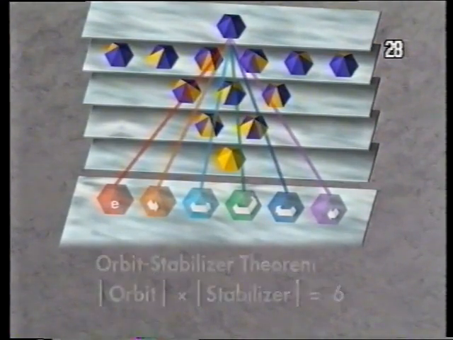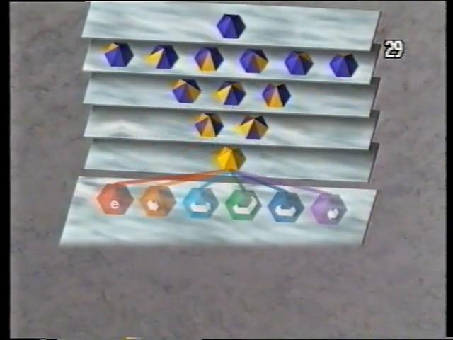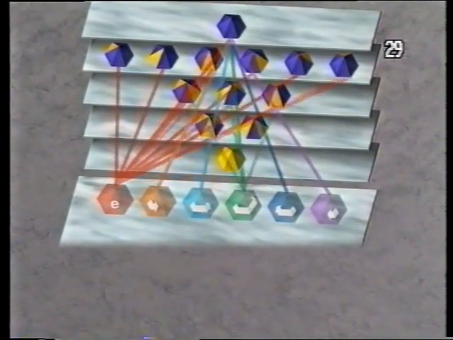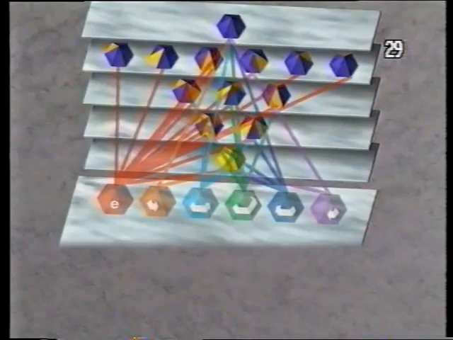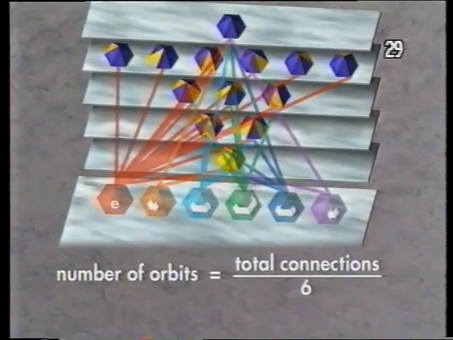Well, the number of connections from each orbit is equal to the order of the group. So if you count all the connections in the model, then the grand total will be the order of the group times the number of orbits. Putting this another way, you can say that the number of orbits is given by the total number of connections divided by the order of the group. So that very nearly allows you to solve the problem.